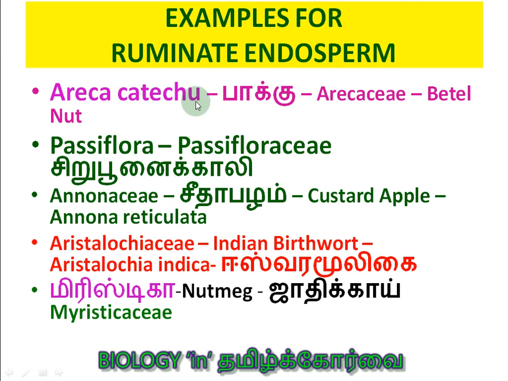Examples for ruminate endosperm: Areca catechu, Paaku, Arecaceae family. In English it is called betel nut. Passiflora, Passifloraceae, in Tamil it is called Sirupoonai. Annonaceae, one example I gave. Family name is given. One example, Sitapazham, custard apple, and its scientific name is Annona reticulata. Then Aristolochiaceae, Indian birthwort, Ishwara Mooligai, and its scientific name is Aristolochia indica. Next, Myristica, nutmeg, Jadikai, Myristicaceae.